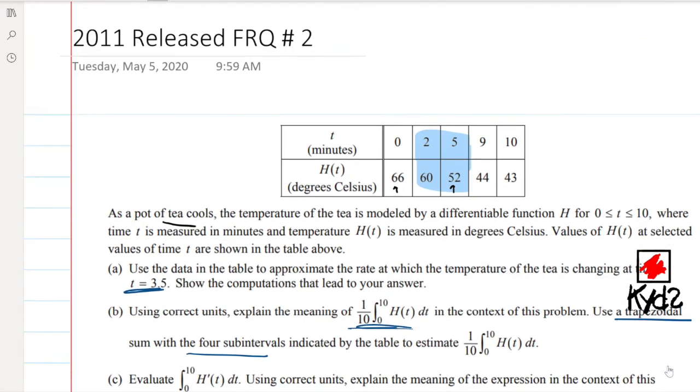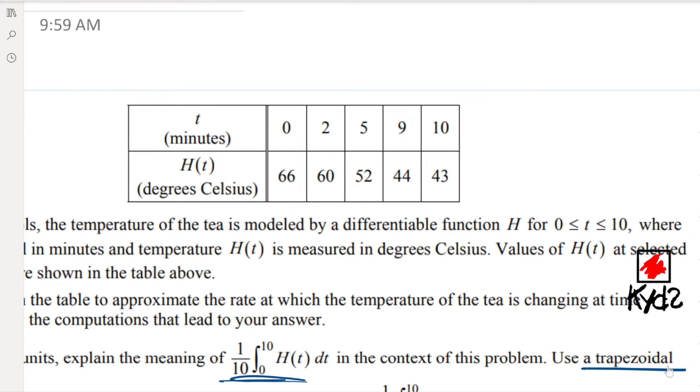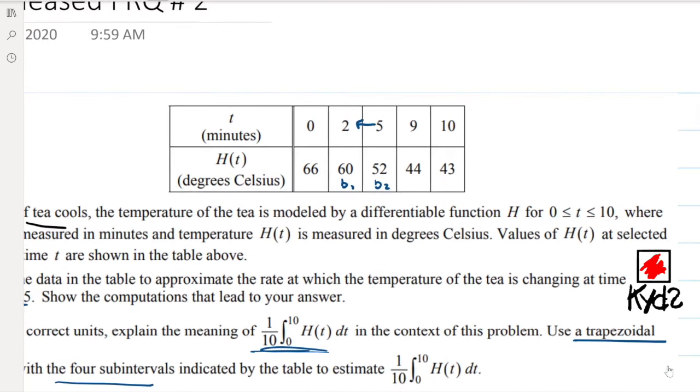So let me explain how to get h and all the values. We have 4 subintervals, so that's going to be 1, 2, 3, and 4. And the way you get h is you do 2 minus 0. And then this is your b1 and this is your b2. And that's one trapezoid. To get the next trapezoid, it's going to be 5 minus 2. 60 is your b1 and 52 is your b2. And then that's how you get all your values. You just repeat that process.